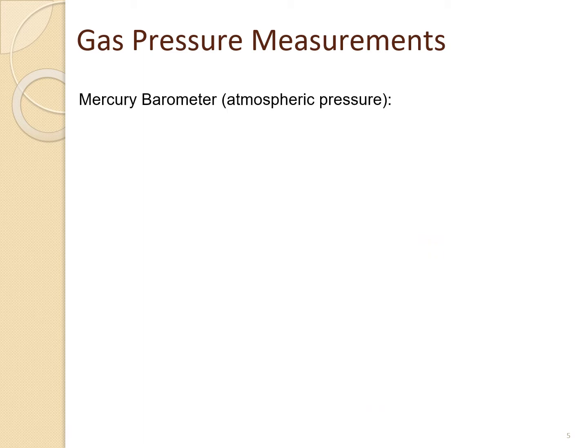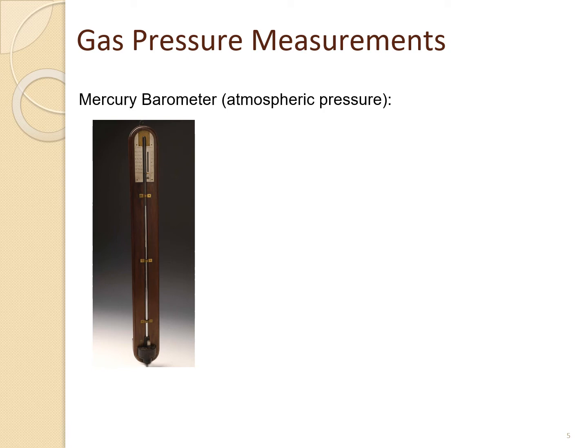So we want to measure gas pressures. If we're interested in measuring atmospheric pressures, then we may use something called a mercury barometer. A picture of an actual mercury barometer may look like this. We have one very similar looking in one of our general chemistry labs.